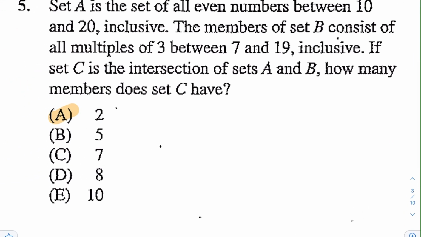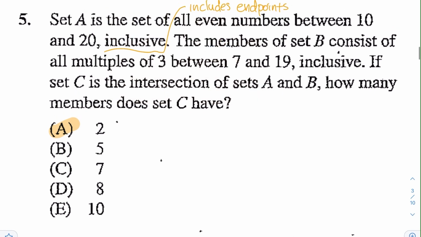All right, next for number 5. Set A is the set of all the even numbers between 10 and 20, and it's inclusive. And inclusive means that they're including the endpoints. Now, the members of set B consist of all the multiples of 3 between 7 and 19, inclusive. If set C is the intersection of sets A and B, how many members does C have?